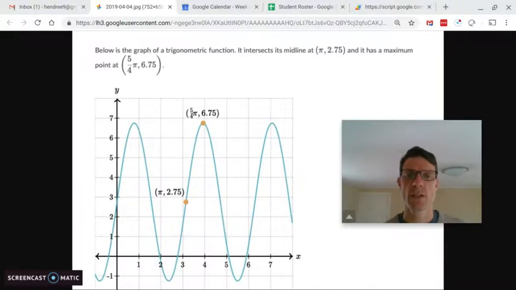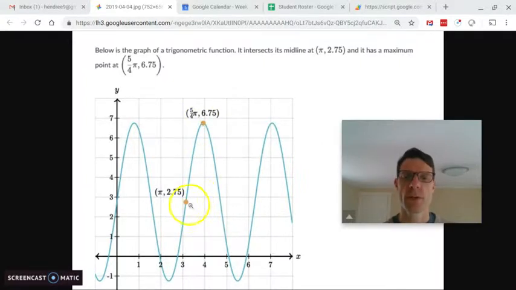Somebody sent me a good question about one of the problems on finding the period of a sinusoidal function from a graph. So what we're told on this is that the midline intersects the sinusoidal graph right here, right at pi, and that we have a peak at 5/4 pi.